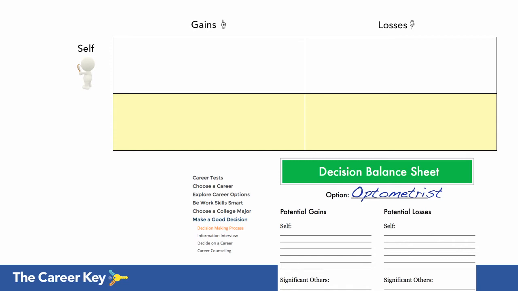Imagine you were considering a career as an optometrist. You would write that in at the top, and then you would consider the first type of consequence, gains and losses to yourself. What would those be if you were to choose optometrist? You might write down that the pay is good, that you find that attractive, but you also think of working indoors as a minus, and you would put that under a loss.